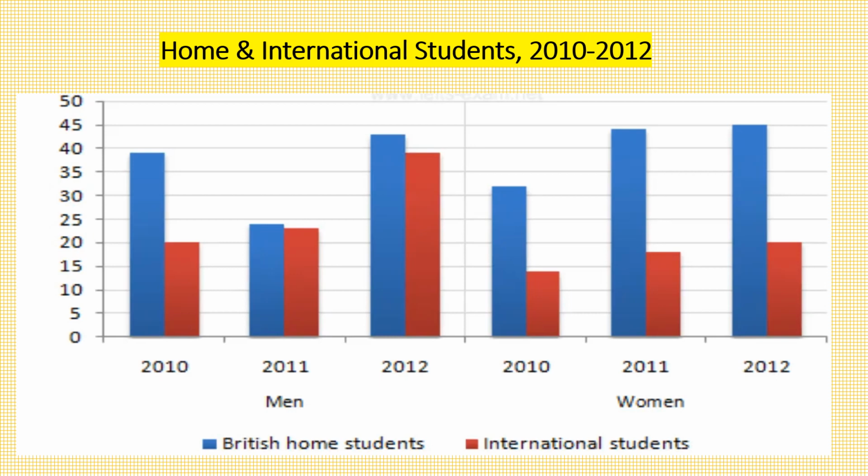In 2012, British male home students and female international students represented the highest number of students in this period of study. In conclusion, we can see from the image that the gender and number of students varied throughout the time period, and there is no clearly identifiable trend.